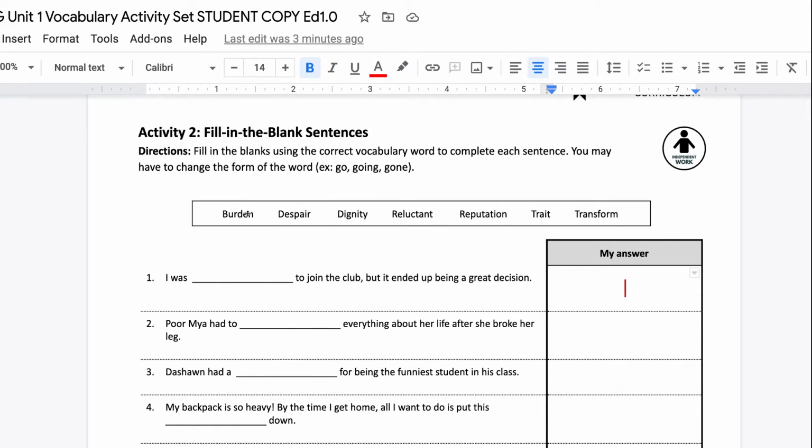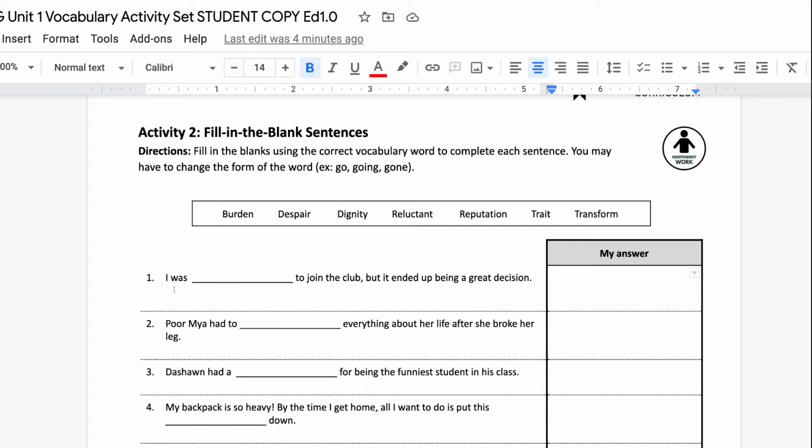Okay, for this activity, I'm going to read the directions. It says fill in the blanks using the correct vocabulary word to complete each sentence. You may have to change the form of the word. So, for example, if it's a verb like go, you might have to write it in the present tense, like going, or in the past tense, like gone. So it just depends on how the sentence is written.